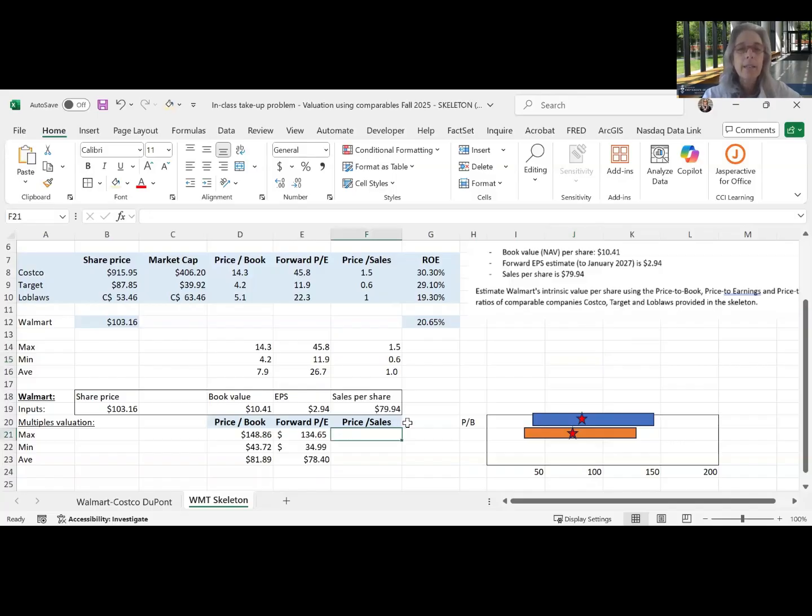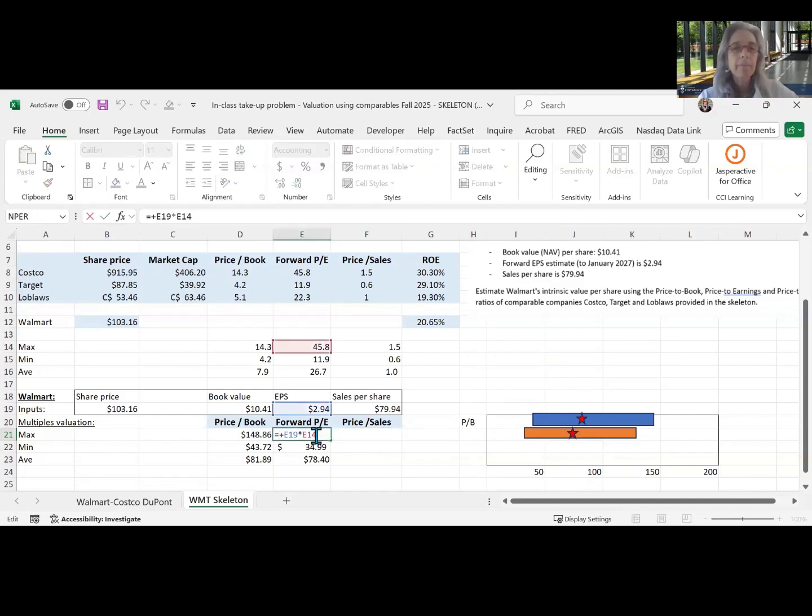Let's do price to sales now. So why don't you try and do that on your own? How do I get the forward values? Okay, Ariane, you asked, how do I get the forward values? These guys here. I mean, is that what you're asking? Can you see it now on the screen? Okay, cool.